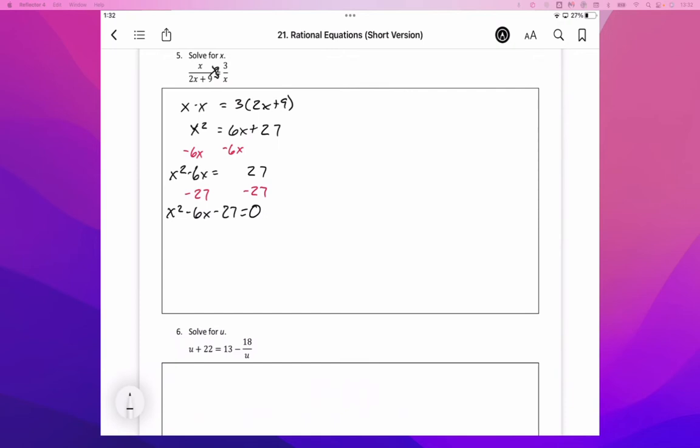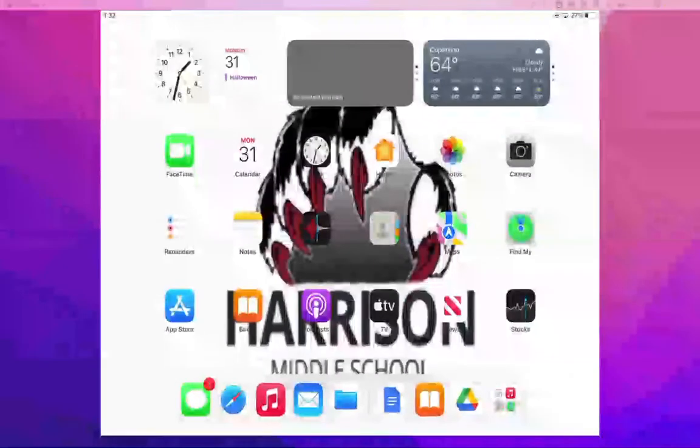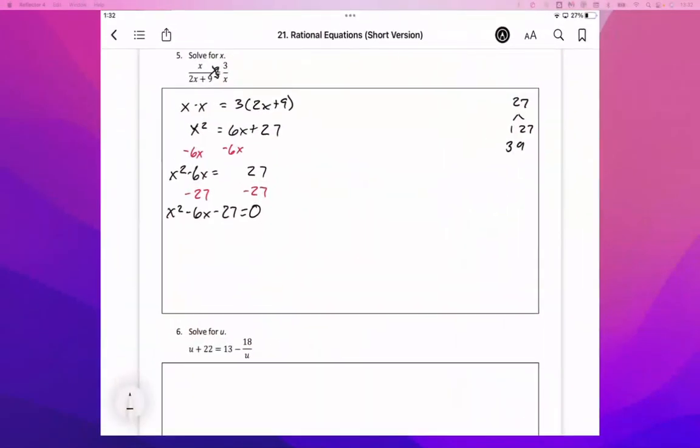And so what we've got to do now is just factor this as we would have anything in the past. And so we'll look for factors of 27 that make 6, 1 and 27, 3 and 9, and those are all the factors. It looks like 3 and 9 are going to work to make 6, and you need a positive 3 and a negative 9. So we've got x squared minus 9x plus 3x minus 27 equals 0.